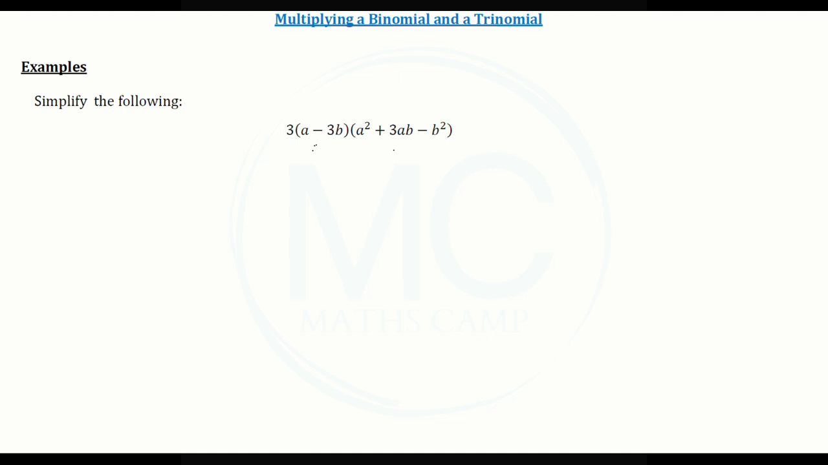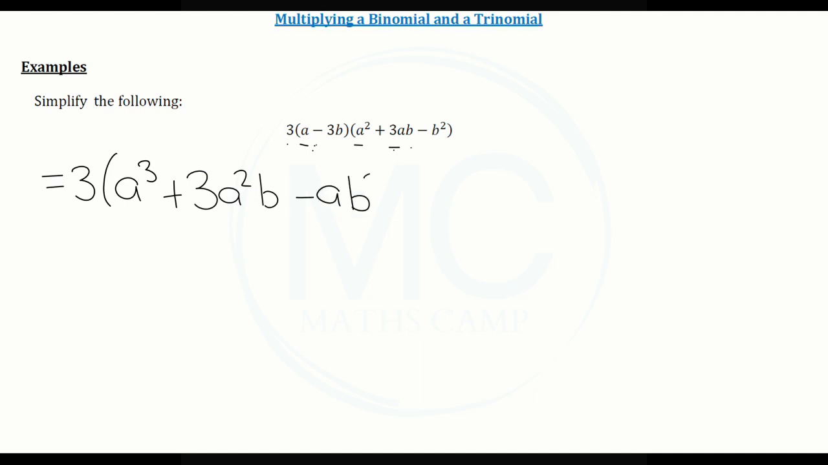Here we have a binomial, a trinomial, and a constant of 3. Now, when we looked at multiplying binomials, we always said expand the bracket first and then multiply your constant later. We're going to use this idea here as well. So let's write down the 3 outside of the bracket. And now we can expand the 2 that we have. A multiplied by a squared gives us a cubed. A multiplied by 3ab gives us positive 3a squared b. And a multiplied by negative b squared gives us negative ab squared.